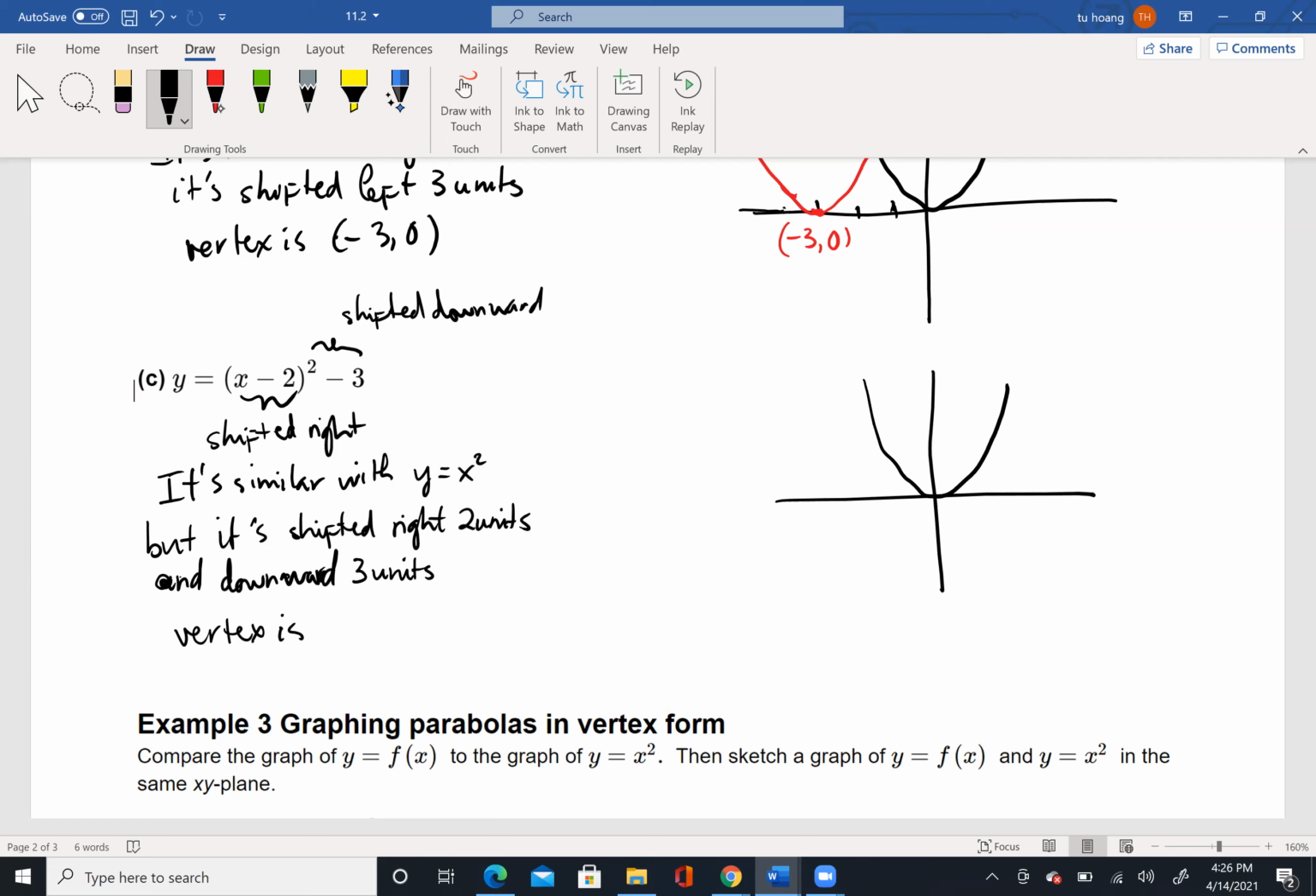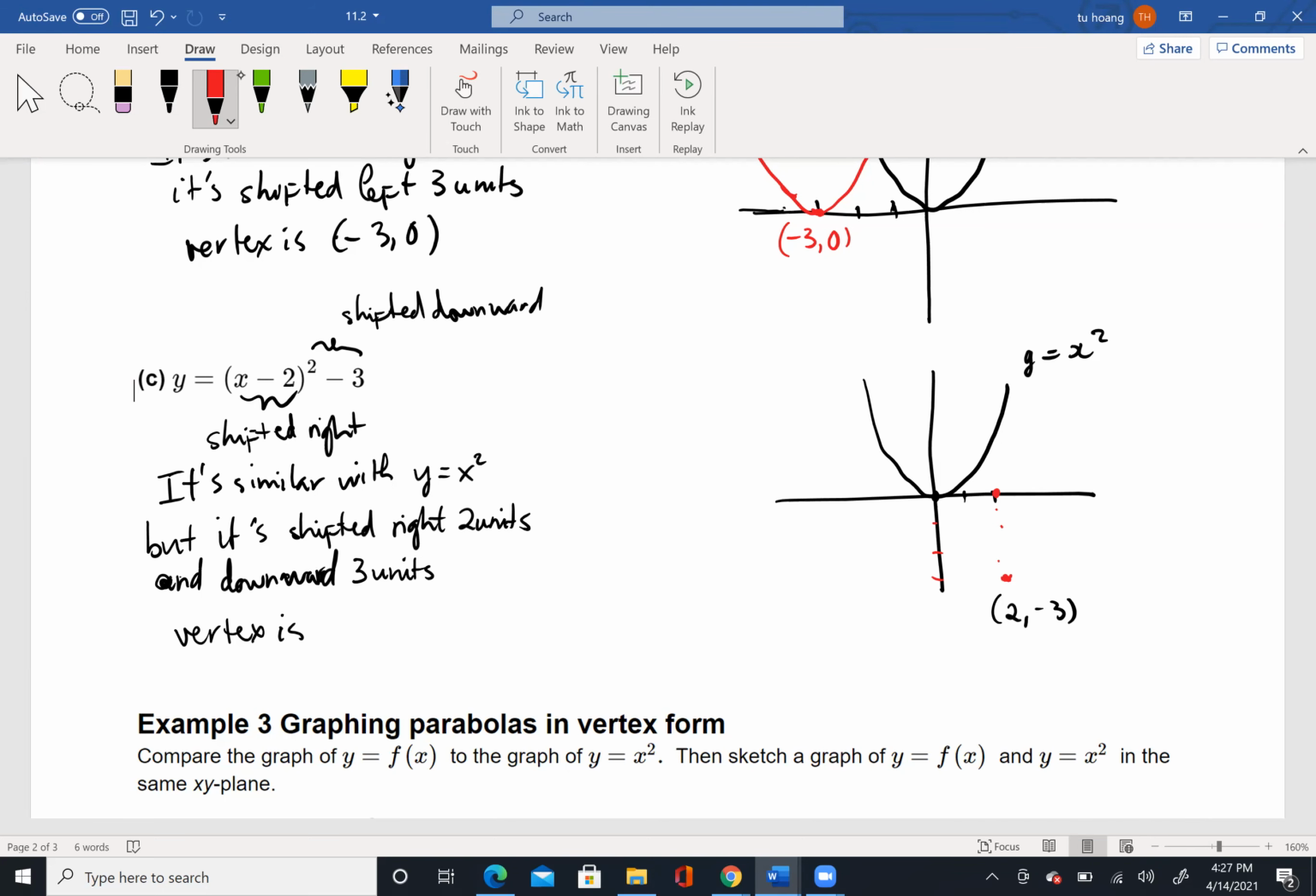The original one was y equal to x squared, right? From this original one, I move to the right 2 units. So 1, 2, I move 2 units right here. And then I move down 3 units. So I move this to here. So I have the vertex as (2, -3).